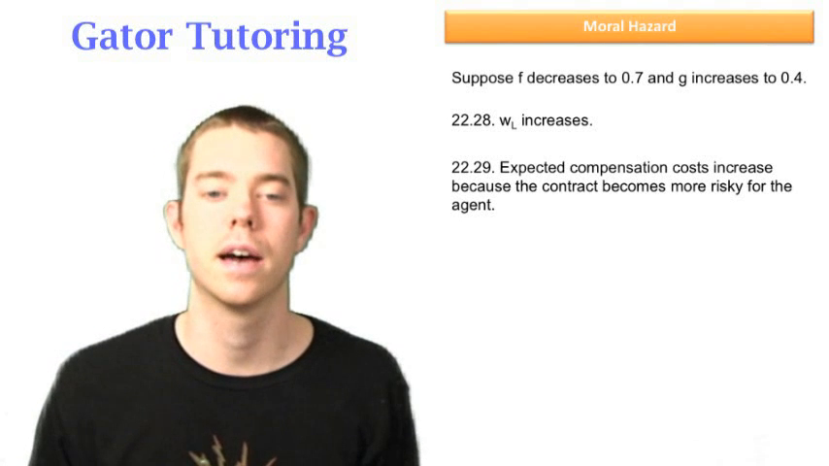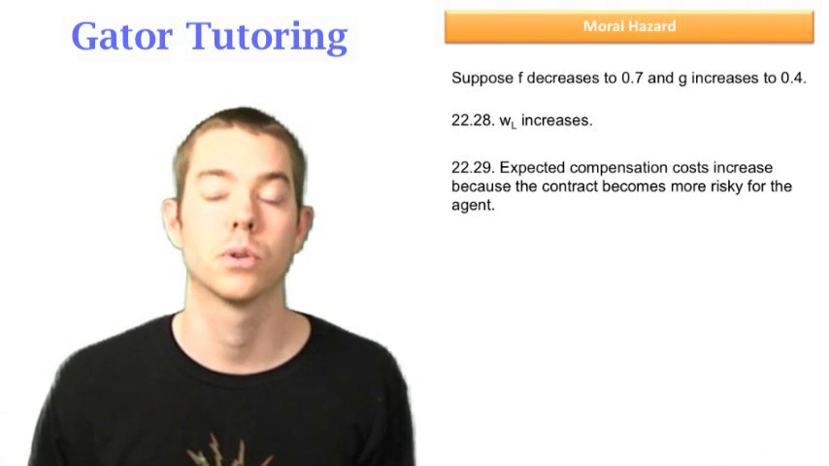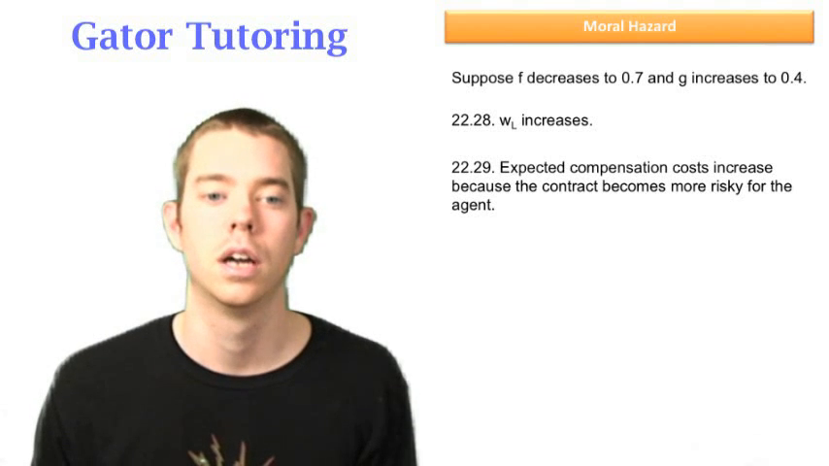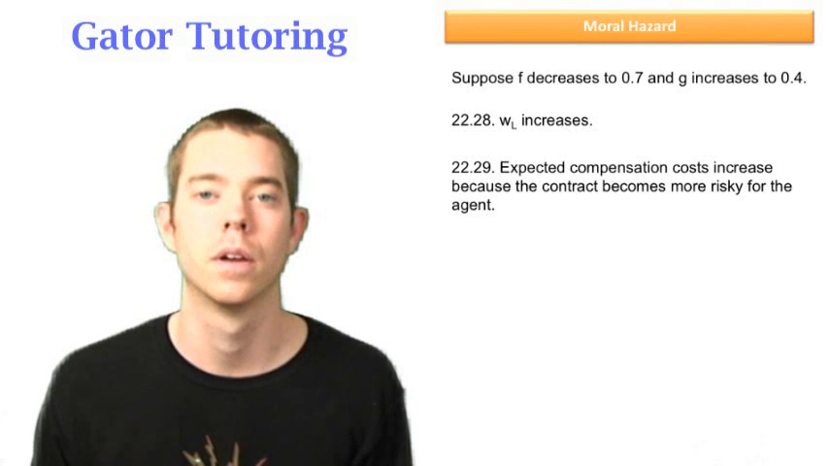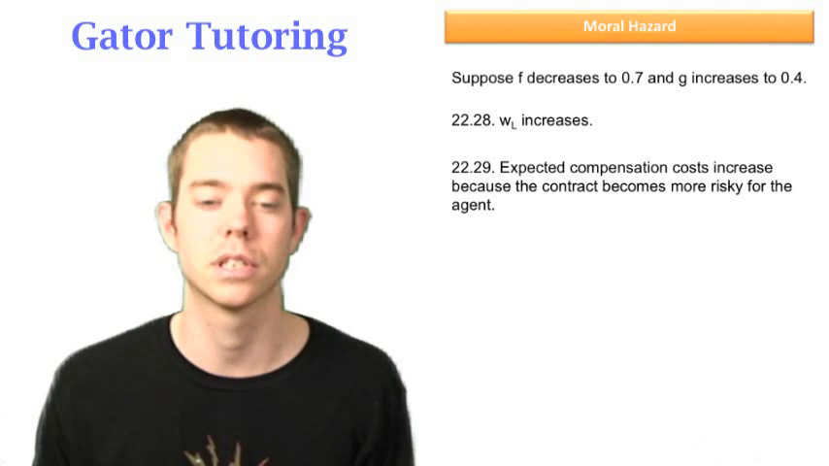It says, suppose F decreases to 0.7 and G increases to 0.4. 22.28 says WL increases. Is it true or false? And then 22.29 says expected compensation costs increase because the contract becomes more risky for the agent. Well, 28 is false. WL actually decreases, and let's look at why.